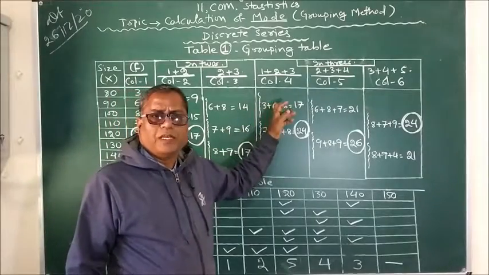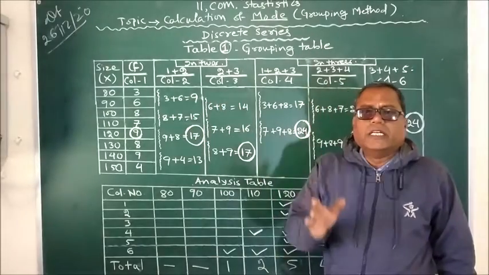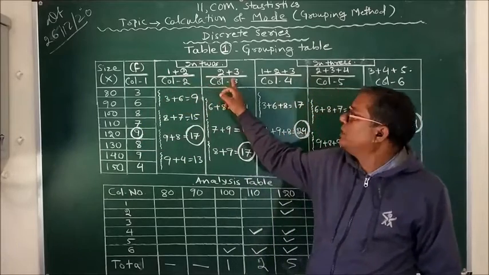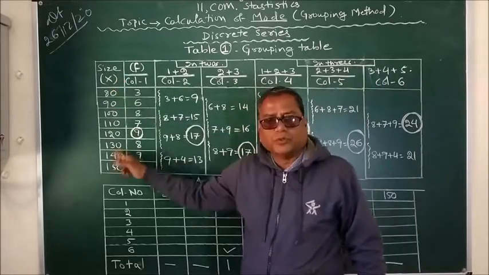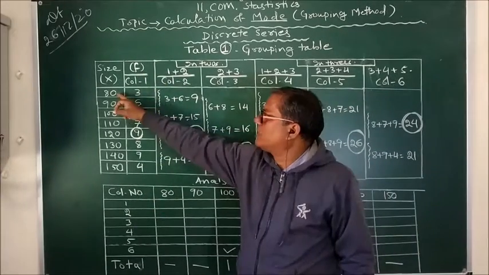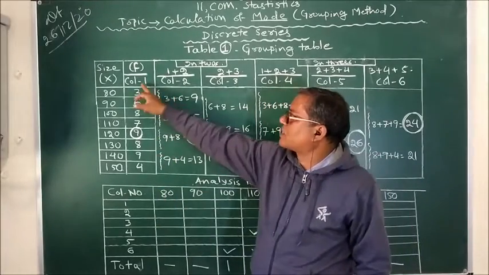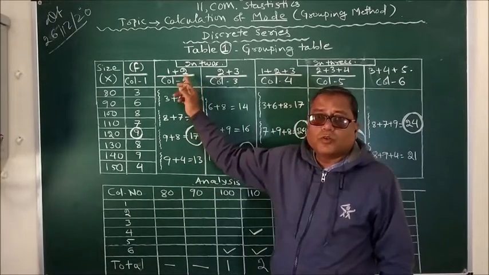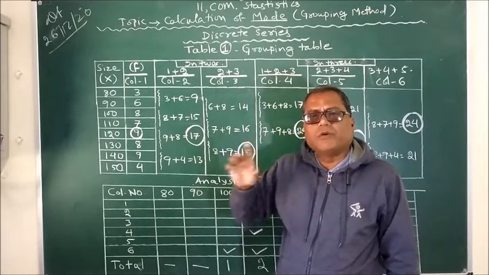So first come to the grouping table, and in this, see how I have made it, we need to make 6 columns. Column 1, column 2, column 3, column 4, column 5 and column 6, apart from the values. The first column contains all the frequencies, that is frequency of 80 is 3, frequency of 90 is 6, and so on and so on. That is the first column. And after that we have to make groups in twos. Means two frequencies at a time we will group.